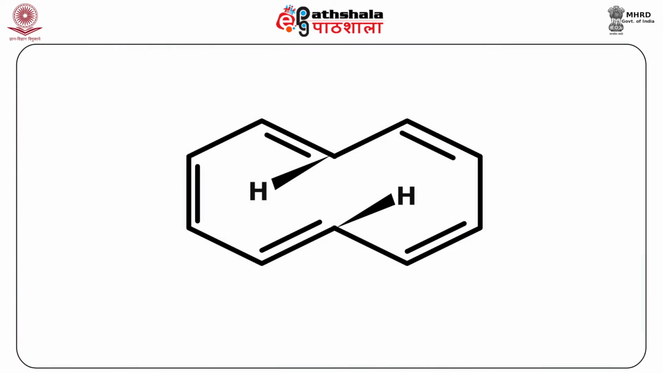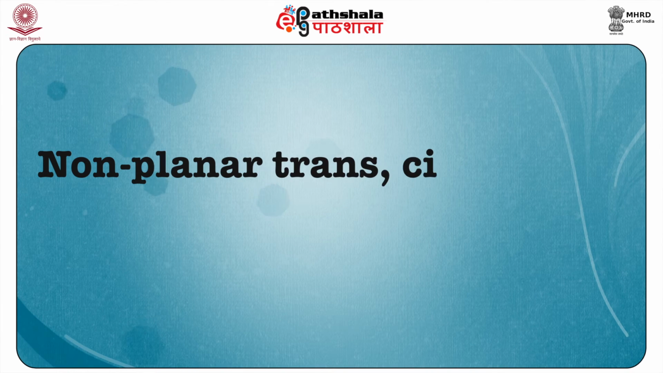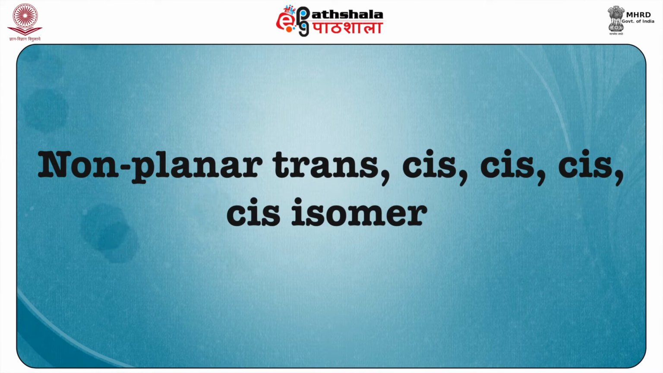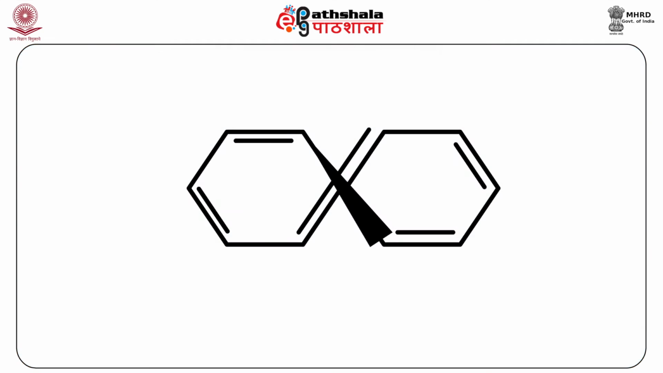Third, the planar trans, cis, trans, cis, cis isomer. This conformation also suffers from steric repulsion between the two internal atoms. Fourth, the non-planar trans, cis, cis, cis, cis isomer. This is the most stable of all the possible isomers, as it is able to accommodate a lot of the angular and internal steric strains.